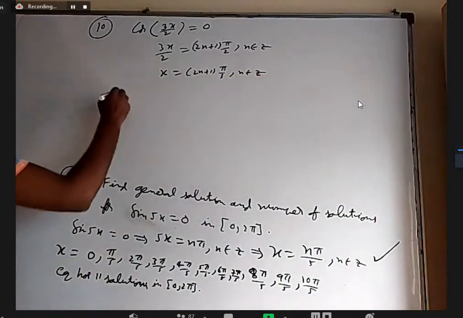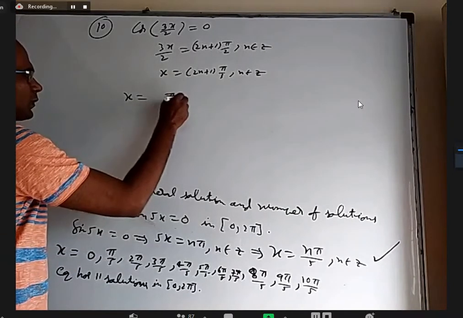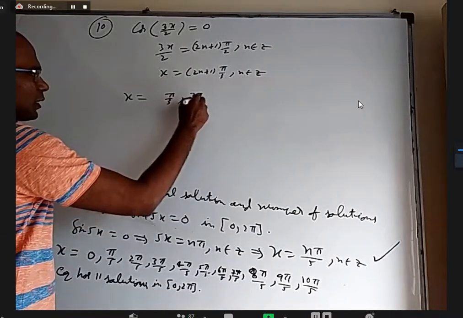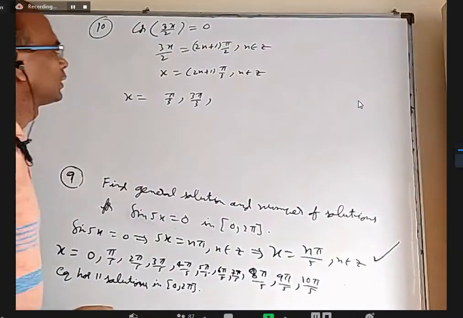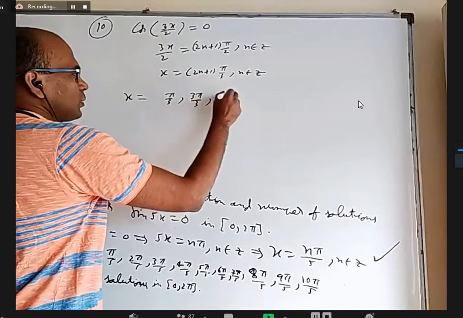If somebody wants to know a few solutions, for example, you take n equal to 0, it will give pi by 3. When you take n equal to 1, it is 3 pi by 3, which is actually pi only. When you take n equal to 2, 5 pi by 3.